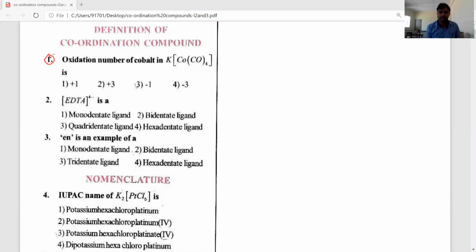The oxidation number we need to find out is of the central metal ion, cobalt. Okay, students, how do we find the cobalt oxidation number? In a coordination complex the total charge is equal to 0. The sum of the oxidation numbers of all atoms is equal to 0. Potassium plus cobalt oxidation number plus 4 CO ligands, carbon monoxide ligands, is equal to 0.